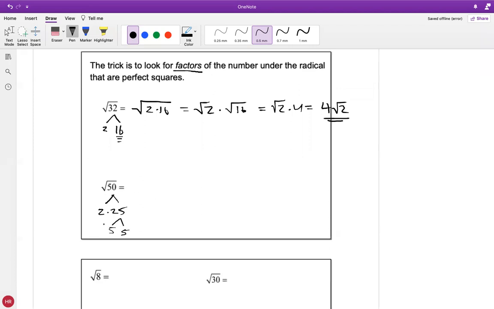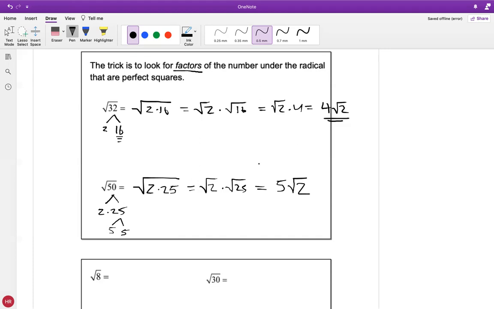A lot of people, I see students making whole factor trees and then they take out pairs. That's fine, you can do that too. I kind of like this way though, because I feel like it takes less work. The square root of 2 times 25 is the square root of 2 times the square root of 25. The square root of 25 is equal to 5. So this is 5 root 2.